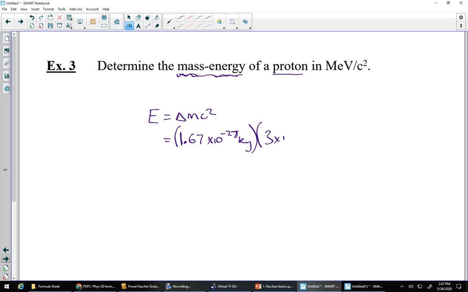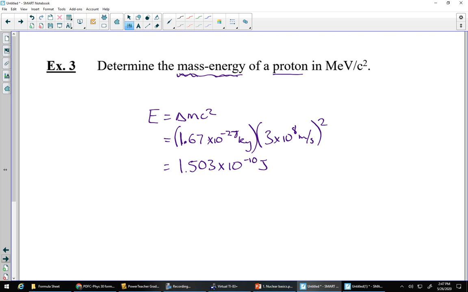So we're going to multiply it by 3 times 10 to the power of 8 meters per second, and of course we're just going to square that. E is equal to mc squared. When I plug this in, we end up with 1.503 times 10 to the negative 10 joules. Okay, cool.